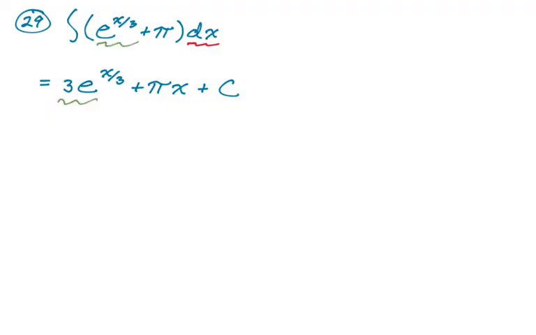What I really did when I did it in my head was I did u is equal to e to the x over 3, and du is 1/3 e to the x over 3 dx. 3 du is e to the x over 3 dx, blah, blah, blah, right? So I didn't show the work there. I thought I was going to, but I didn't. Here we go, number 30.